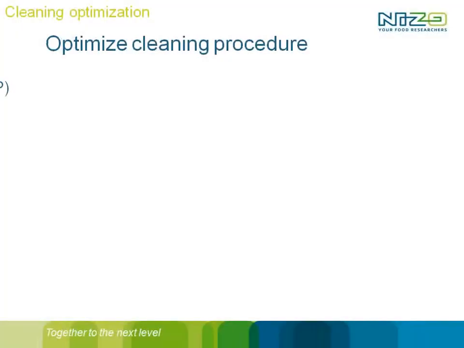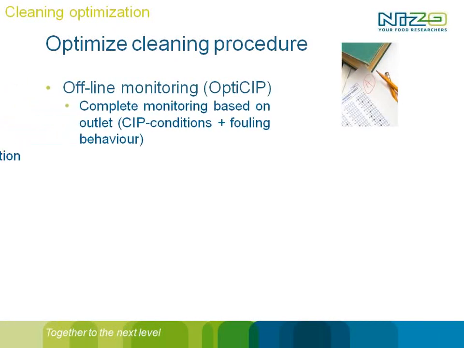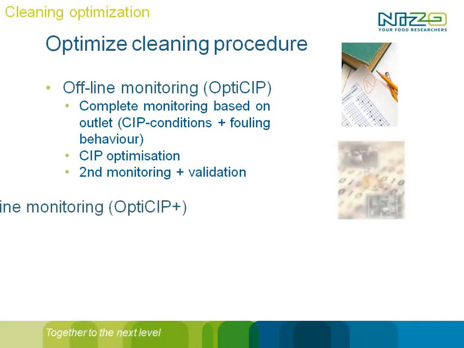So, something about the optimization. If we have an optimal process, we would like to optimize the cleaning process itself. The tool we use is OptiCIP, and actually what we're doing, we're monitoring a cleaning cycle by taking samples at the outlet, registering all CIP conditions, which valves are used, etc., measuring in the samples how much fouling is removed. Based on that knowledge, optimize the cleaning procedure and do a second monitoring to validate it.